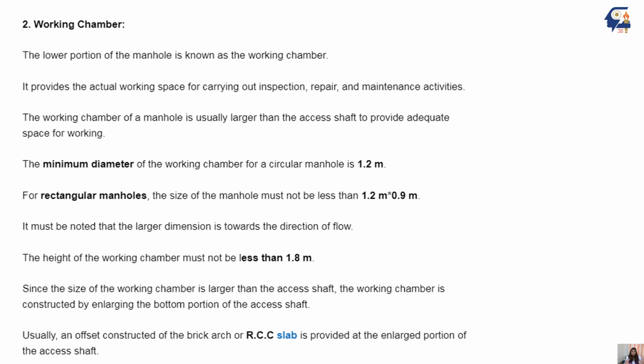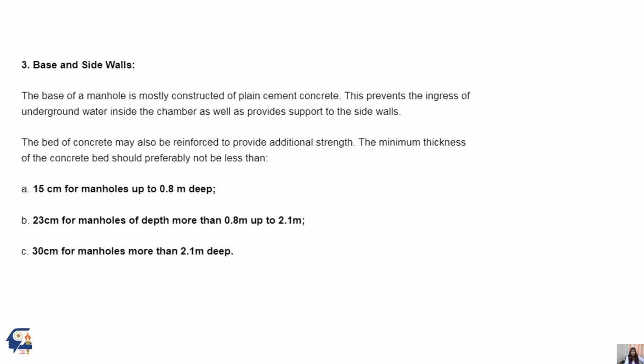Since our working chamber is larger than the access shaft, the working chamber is constructed by enlarging the bottom portion of the access shaft. This offset is usually constructed with brick or an RCC slab, which also helps to enlarge the portion and the access for the shaft.